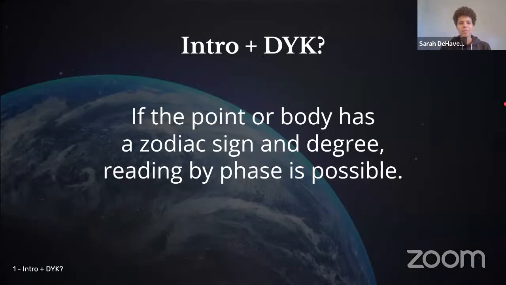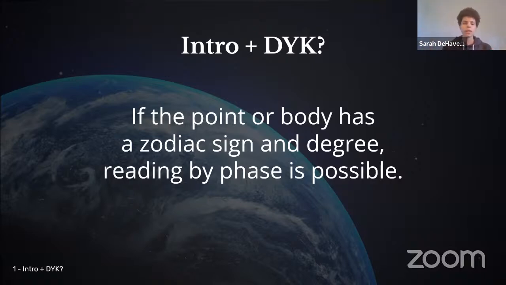All right. So yes, essentially, if you want to know, can I apply this technique, planetary phases? All you need to know is, does the point have a zodiac sign and a degree? If it does, then you can apply planetary phases to it and get into a depth that just opens up the chart.